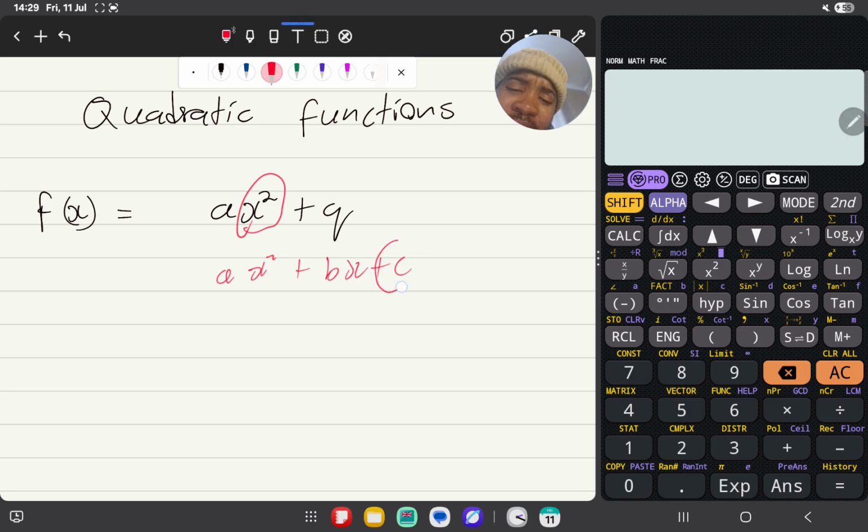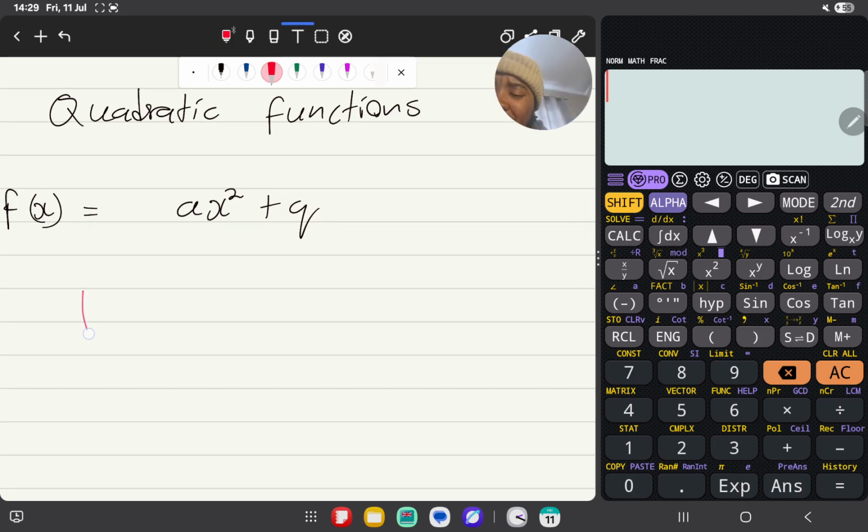right? And of course here you will see that c is actually the same as q, right? So I will remove this one and we'll talk about this one. So a parabola looks like this, and it looks like this, right? So this is a parabola, this is a parabola. What determines whether your parabola will look like this or like this is this gentleman over here, right?